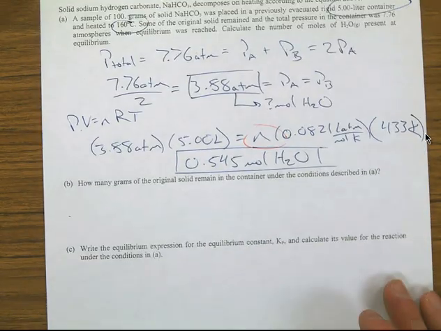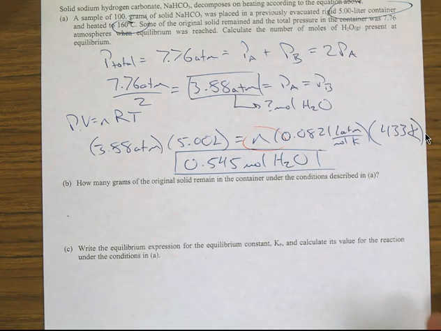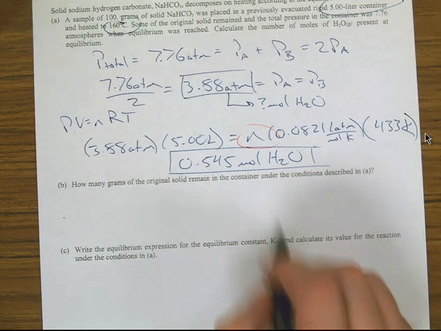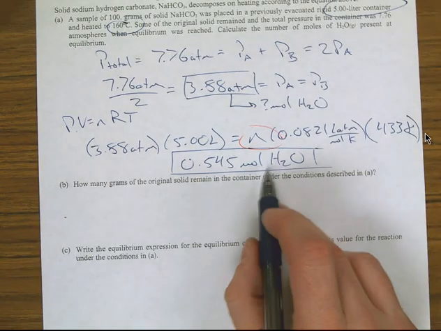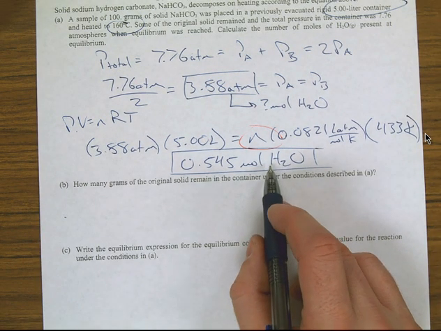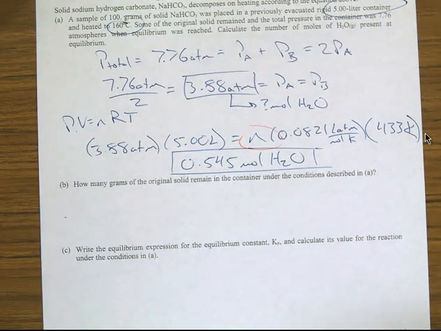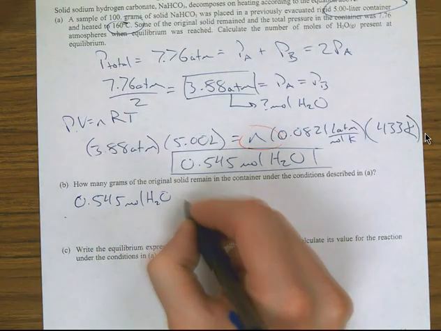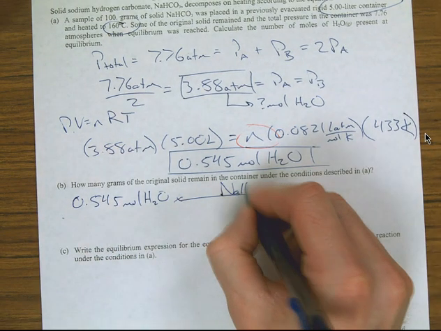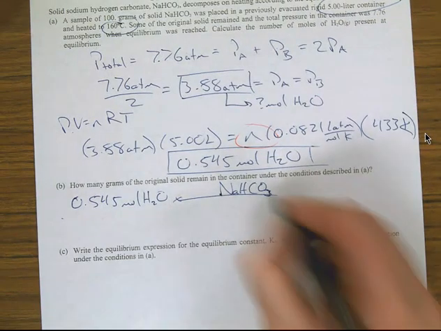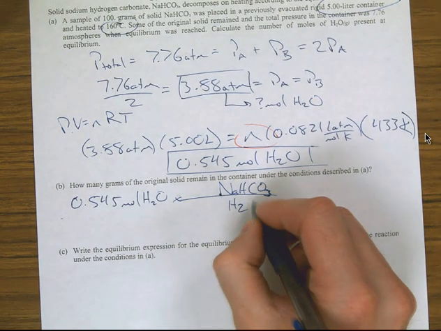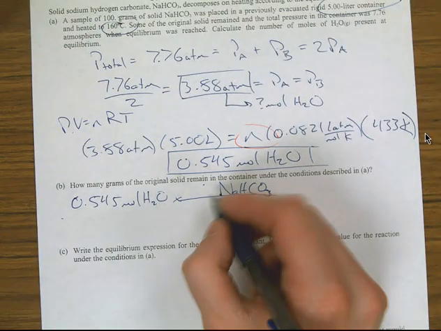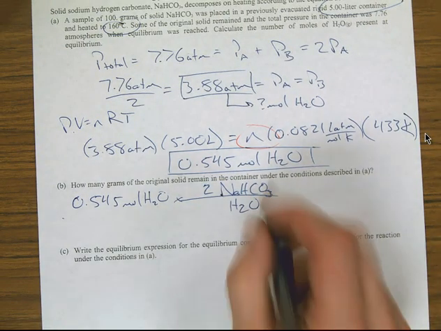Now B is asking for how many grams of the original solid remain in the container, assuming everything that you figured out in A. So you can use stoichiometry, because now that we know the moles of water, we can figure out how many moles and how many grams of sodium hydrogen carbonate are needed to produce that many moles of water. So I begin with 0.545 moles of water. I use my mole-to-mole ratio. I want to figure out how much sodium bicarbonate, sodium hydrogen carbonate. Cancel out the H2O. The numbers come from the chemical equation, so it is 2 over 1.